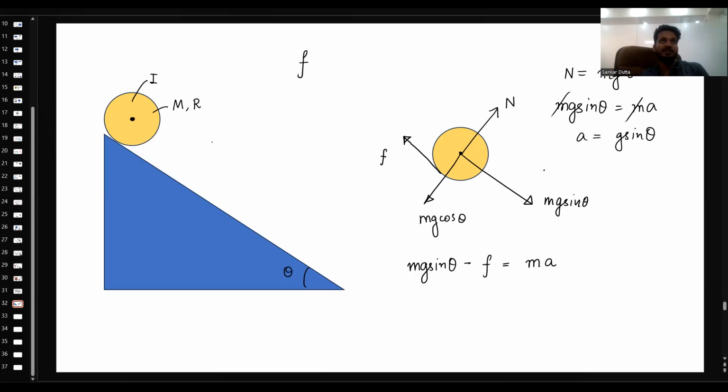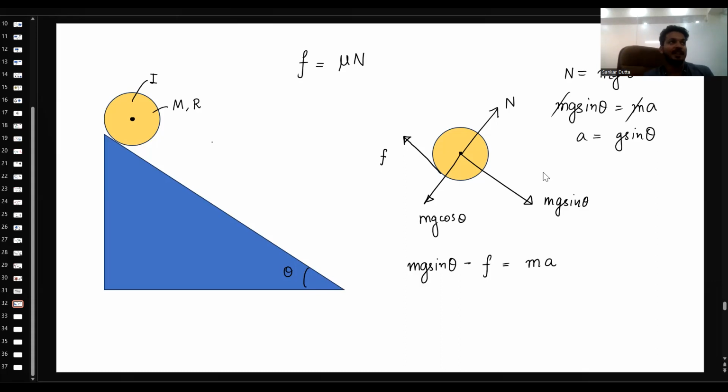Your first intuition will be to say that f is equal to mu into m. But I have told this repeatedly when I was teaching friction, that the maximum value of friction is mu into n. It's not necessary that the friction acting on the block will be mu into n, unless we know that the block is sliding. But this is not sliding. It is rolling.